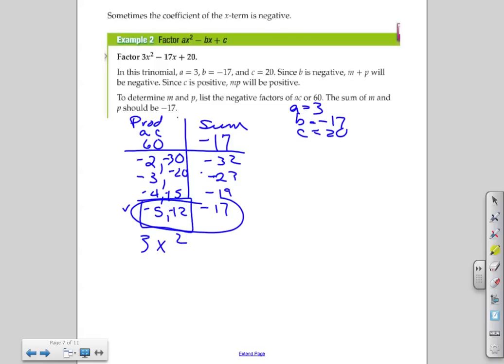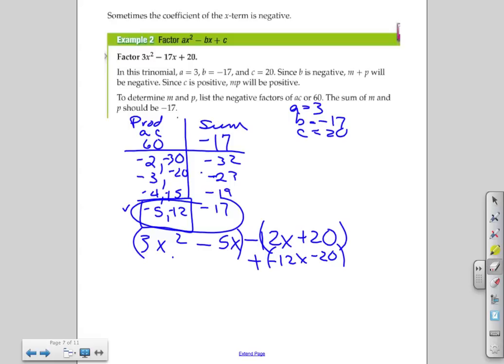3x squared minus 5x minus 12x plus 20. Okay? And then we're going to group. We'll group here, and we'll group here. So we have 3x squared. So what can we pull out of 3x squared? And what I'm actually going to do right away is I'm going to change this to plus negative 12x minus 20. Okay? Everybody see why I'm doing that?